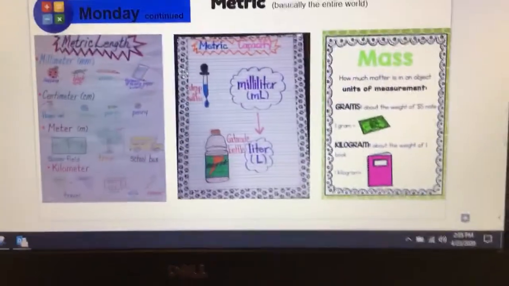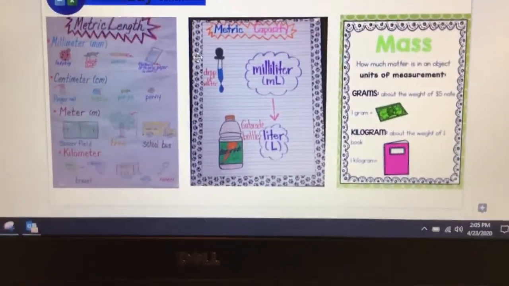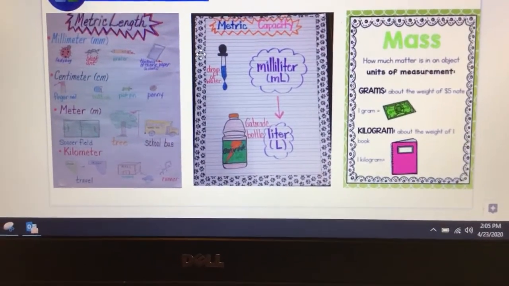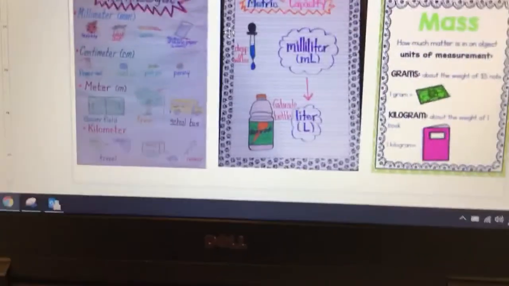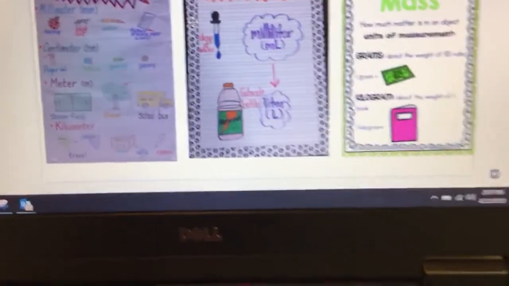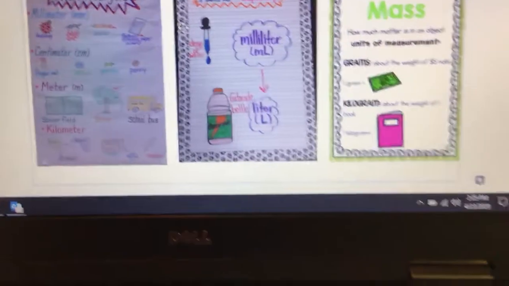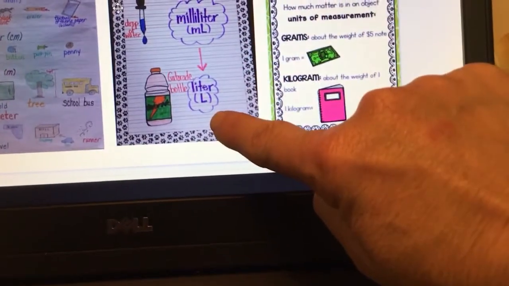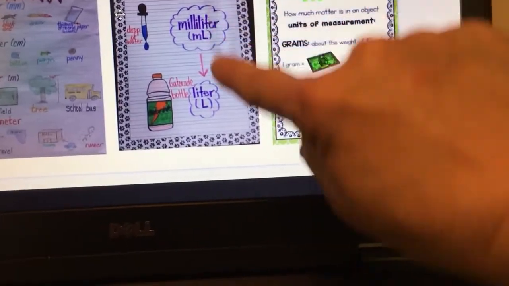Now, for capacity, instead of using cups and ounces and quarts, they use the milliliter and the liter, okay? So the milliliter would be like one tiny little drop of water. That would be a milliliter, okay? Now, it takes 1,000 milliliters to make 1 liter, okay?